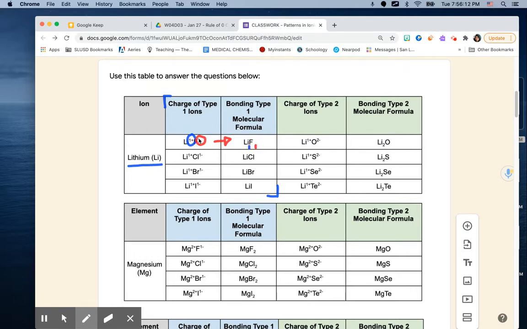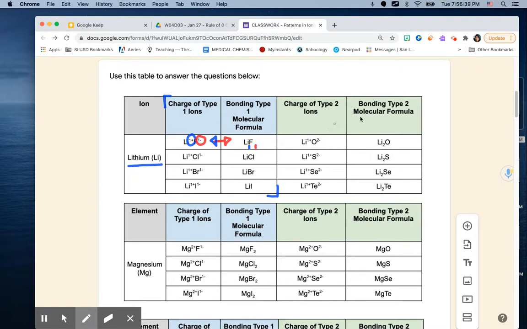So I want you to pay attention to that when you're comparing these two, right? So when you're comparing these, looking back and forth, notice that it's the charge on this column, and then it's the number of elements I have when I combine. So if the charge is +1, -1, my formula, or when these two elements combine, I'll have 1 of each.